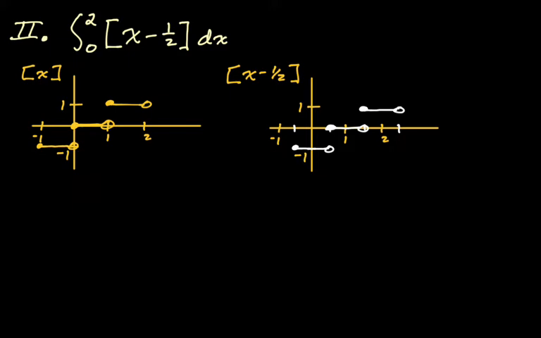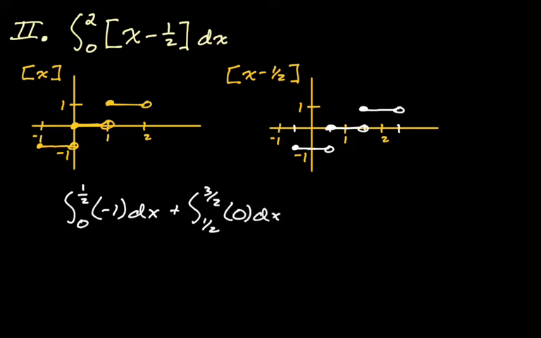So we actually now can take our integral from 0 to 2 of the greatest integer of x minus 1/2 and break it into 3 separate integrals. We're going to go from 0 to 1/2, 1/2 to 3/2, and then 3/2 to 2. So let's start doing that. From 0 to 1/2, the thing is -1, then from 1/2 to 3/2, the thing is 0, and then from 3/2 to 2, the thing is +1.